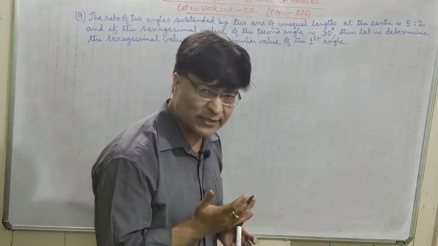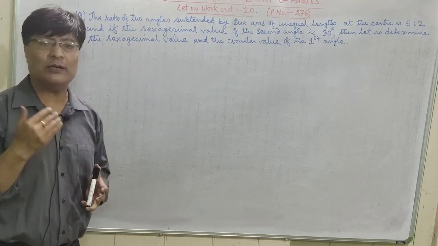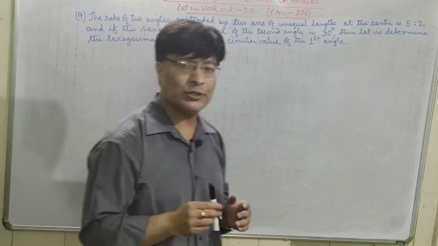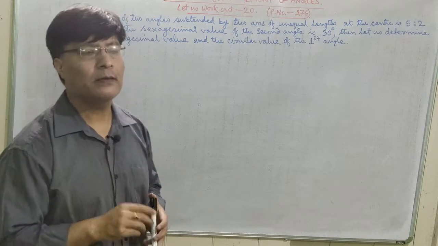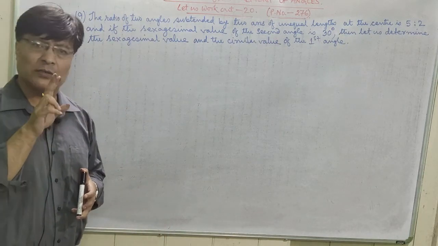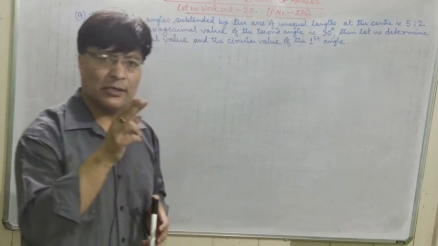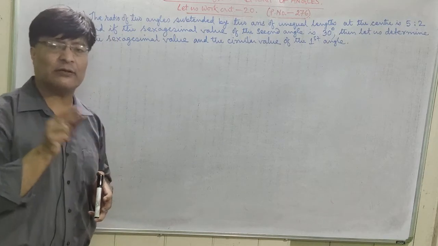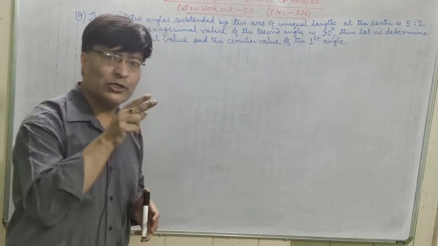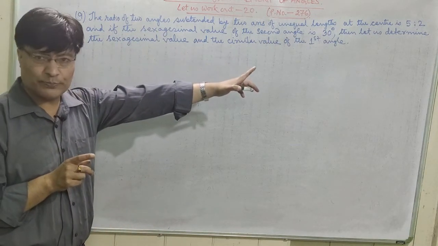You have to find out the first angle both in sexagesimal value and in the circular value. Is that clear? So again I am explaining the question. Just try to understand it. There is a circle, and two arcs of unequal lengths of the circle are given, and these two arcs subtend angles at the center of the circle, and the ratio of these angles subtended at the center of the circle is given as 5:2.